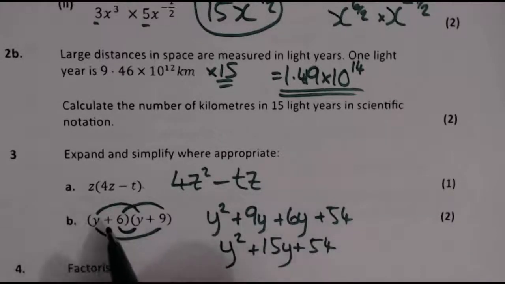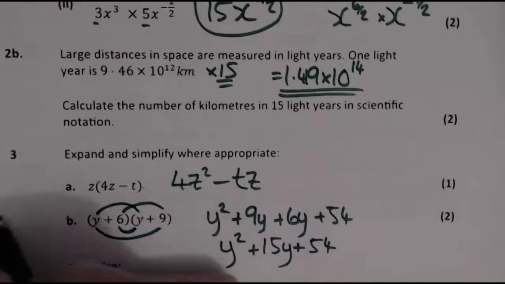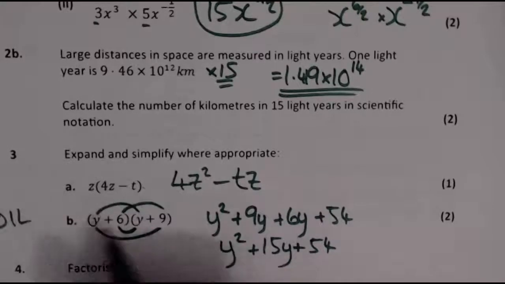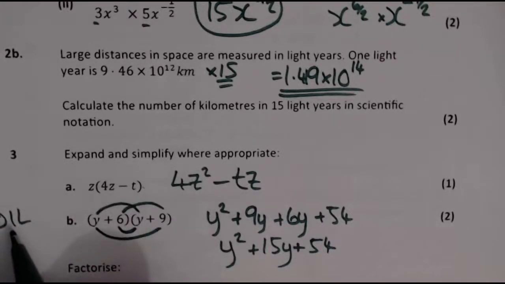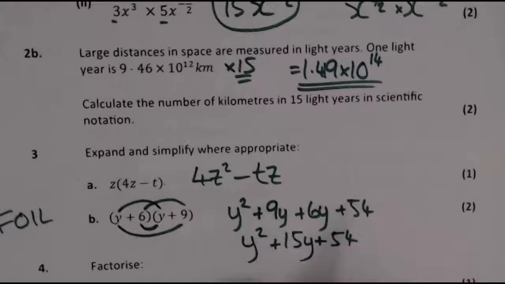Sometimes you do it as FOIL, so FOIL, remember, is the first terms of each bracket, the outer terms of each bracket, the inner terms of each bracket, and then the last terms.